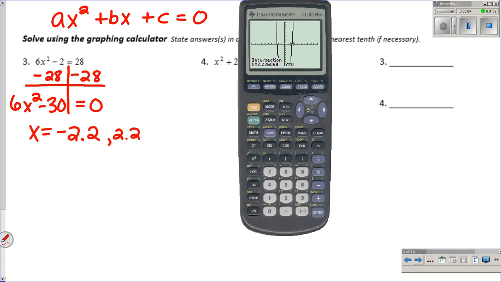Remember, when we have the positive and negative of the same number, we can simplify this and write this as plus or minus 2.2. If you want to write it out individually, that's fine also.